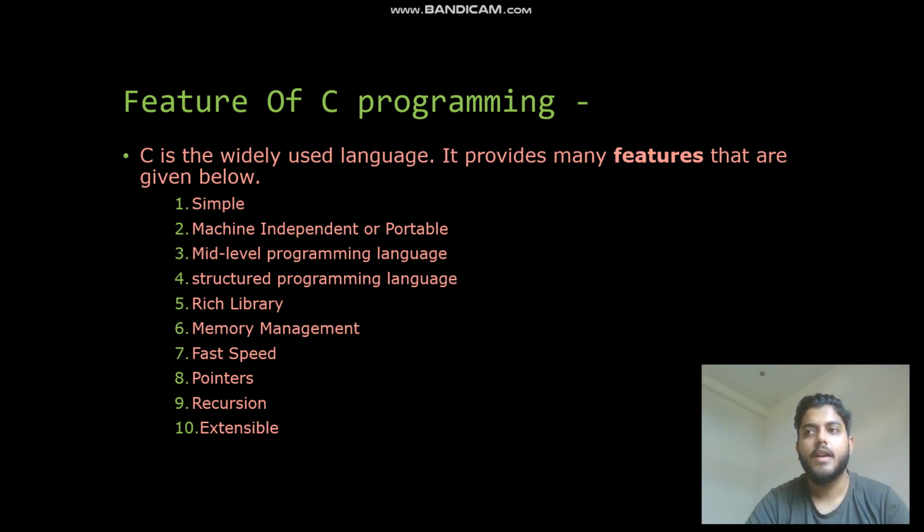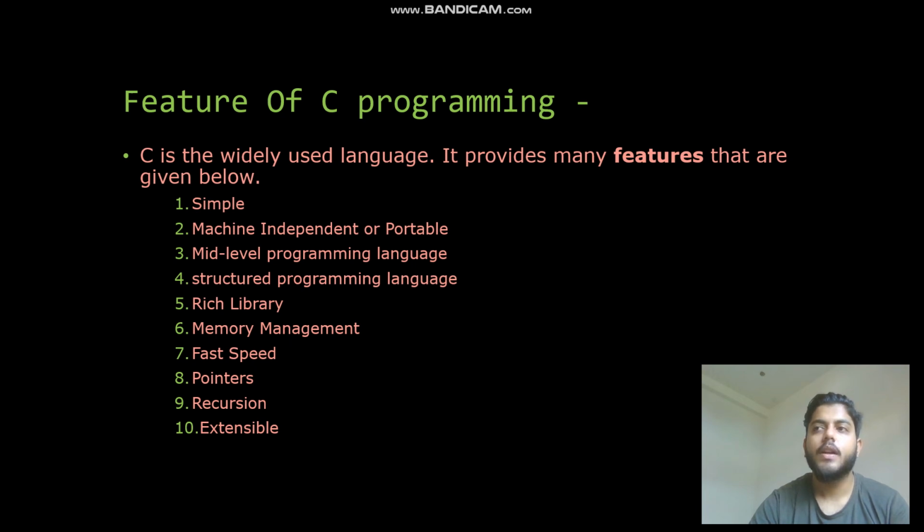Next is faster speed. Because of the particular library functions and different functions, its execution and output speed is very fast. That's why nowadays it is also used in drivers, and even the Python language is coded in C programming because of its fast nature. And next is pointers. Pointers point to a particular address in memory where a particular variable's value is stored. That is considered a pointer.